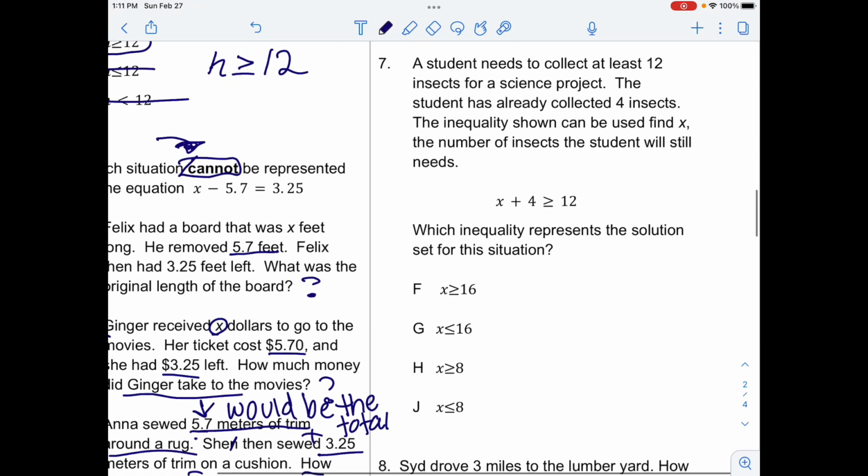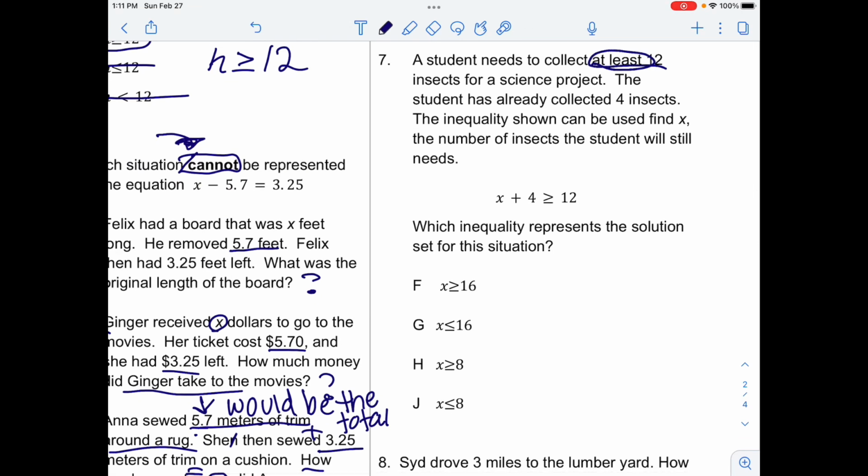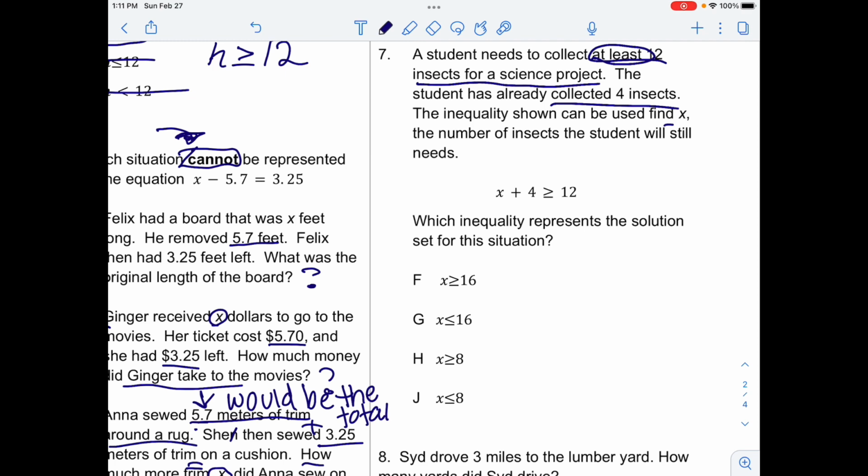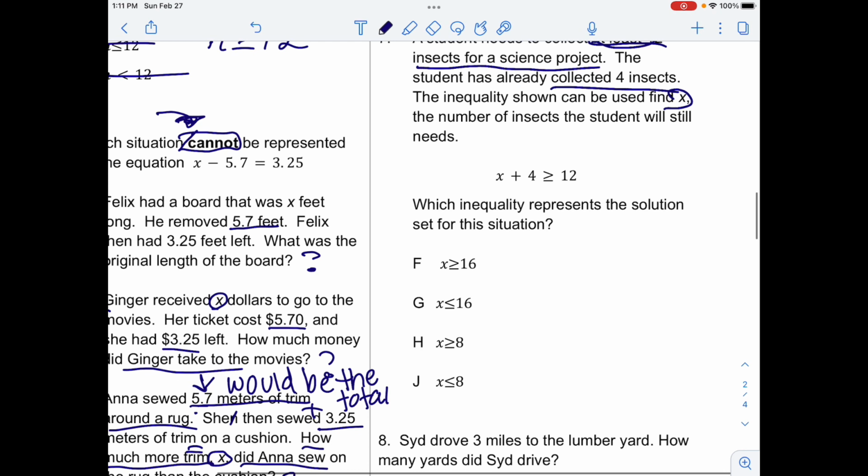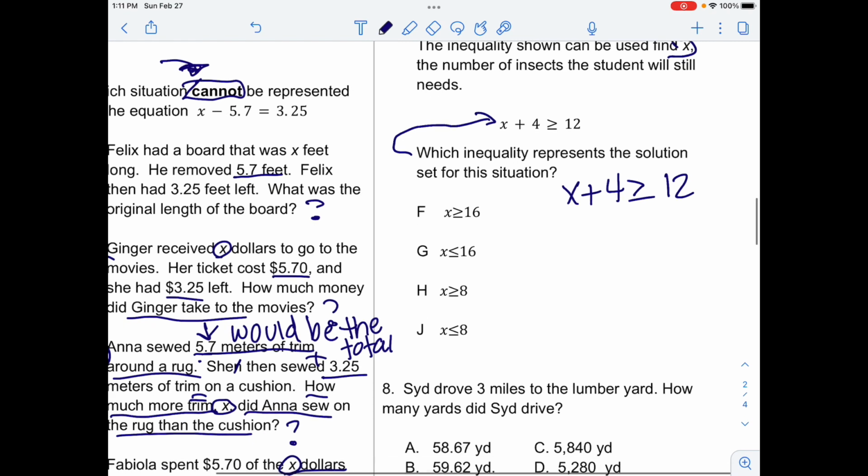Okay, moving on. A student needs to collect at least 12 insects for a science project. The student has already collected 4 insects. The inequality shown can be used to find X, the number of insects the student will still need. Okay, which inequality represents the solution set for this situation? You already have your inequality written for you, so go ahead and solve for the solution set. We just did this one on the front, with the hours and Evelyn babysitting. So go ahead and answer your question, and we will go over it.